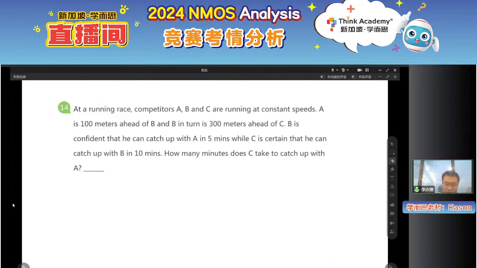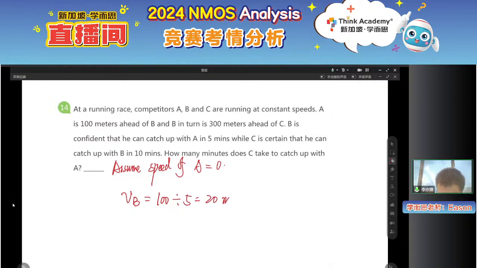is the speed difference. However, sometimes we can make it easier by assuming the speed of A is 0. So we assume that A is still. This is called the relative speed method. In a chasing process, we assume that the one in front, with the slowest speed, becomes 0. So now it's just like we travel a constant distance at a constant rate, right? Now for the speed of B, B should catch up the 100 meters within 5 minutes. So it's 20 meters per minute.